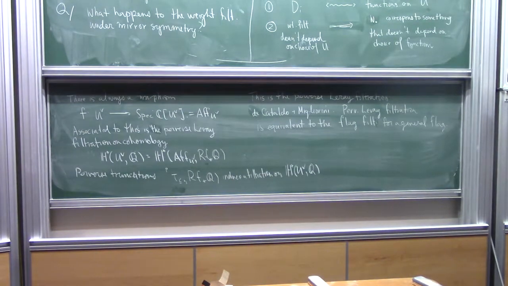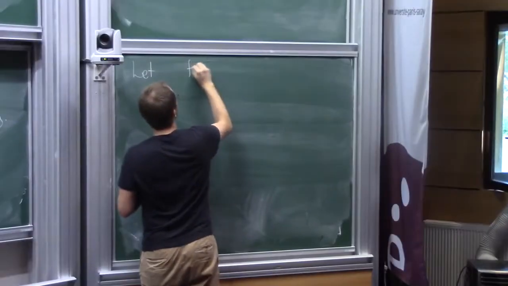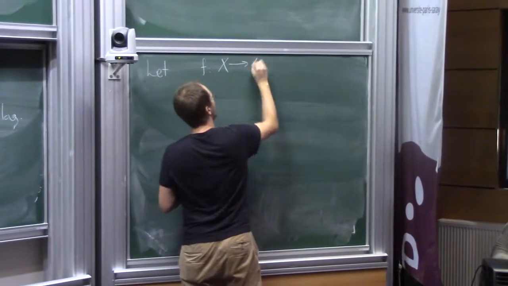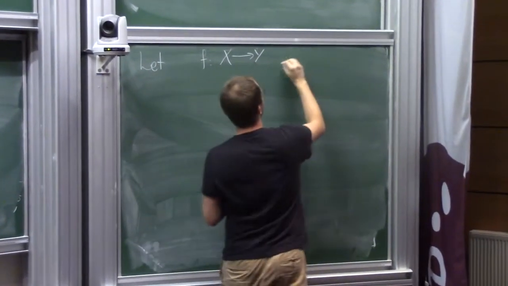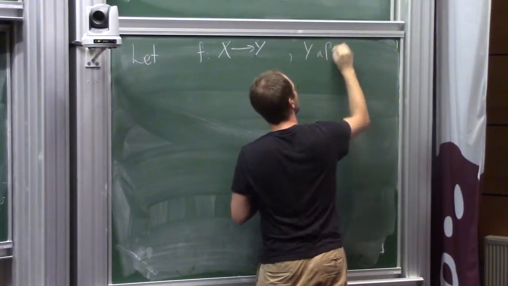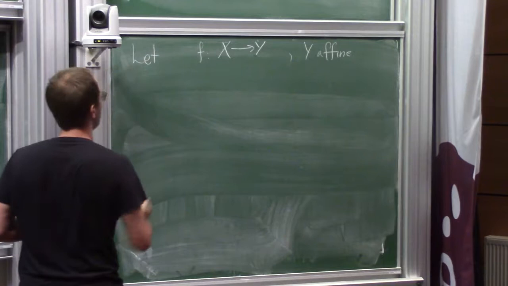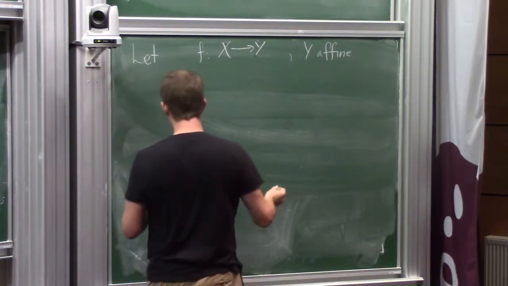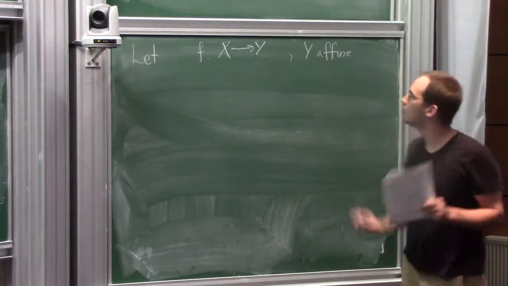Let's write this down here. So the flag filtration goes as follows. Let a map from X to Y be a morphism. So let's assume maybe Y is affine. I don't think this is completely necessary, but it's true in our case, so why not say it? I think it's actually a hypothesis in that theory. Sure.